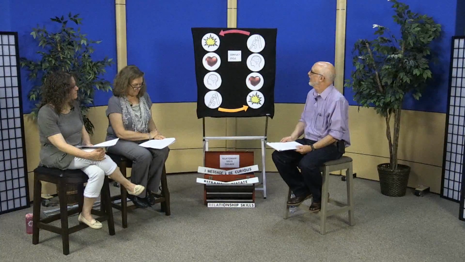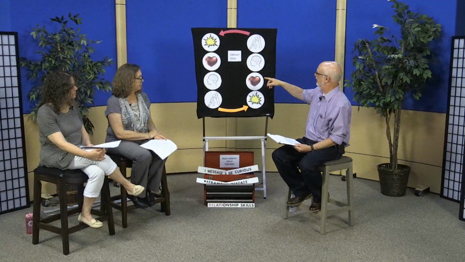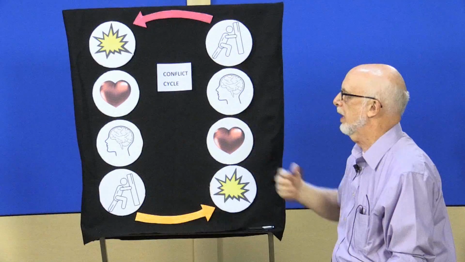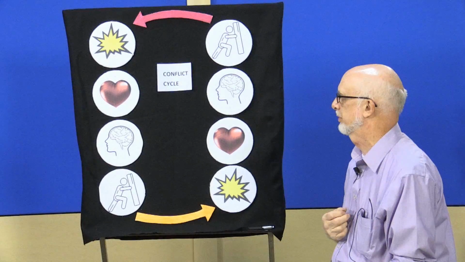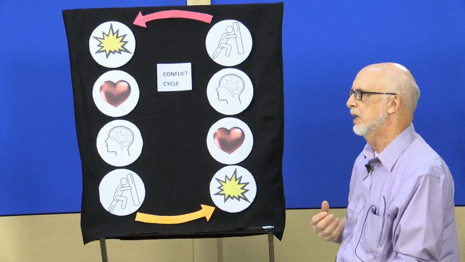You have a bad habit of interrupting me. Now, if I were a husband, that might come across the wrong way for me. It might trigger some reactions. So when that becomes a triggering event, the second step of the conflict cycle is that I immediately experience some type of feeling, some type of emotion.